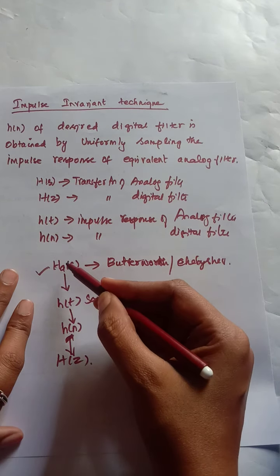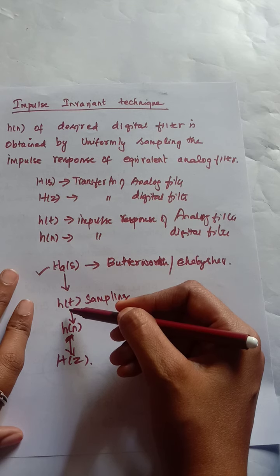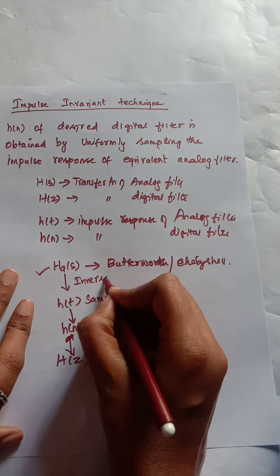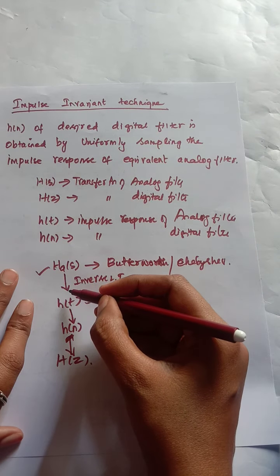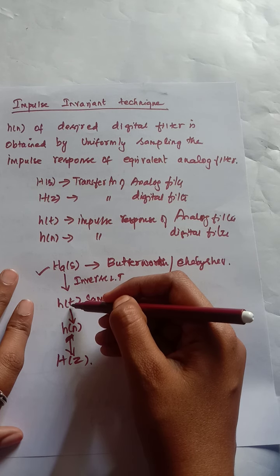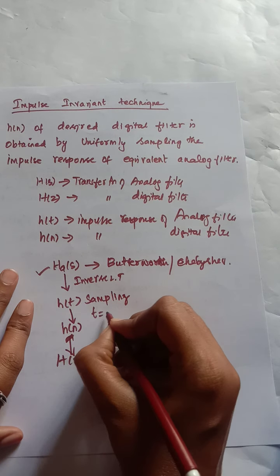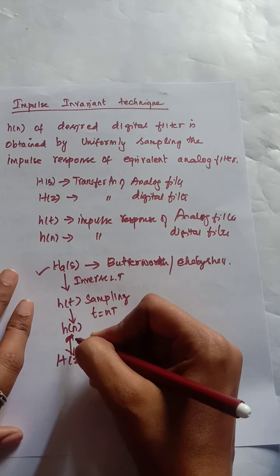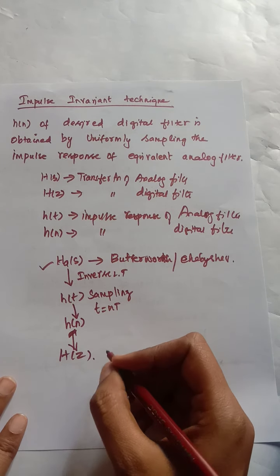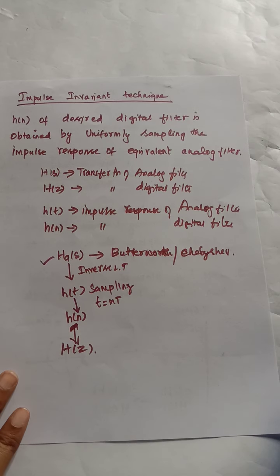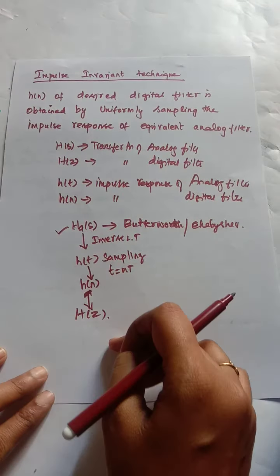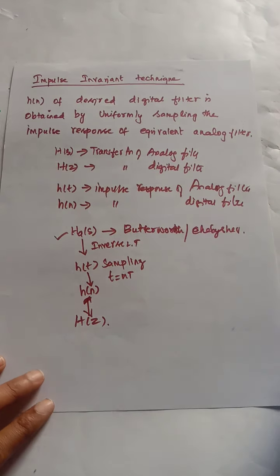We know Ha of S, then we convert it into h of t by taking the inverse Laplace transform. After performing the inverse Laplace transform, we obtain h of t. Then we sample at t equal to nT seconds, and we obtain the samples h of n. Then from h of n we obtain H of Z. So this is the procedure, and this is the step we are going to proceed with now.